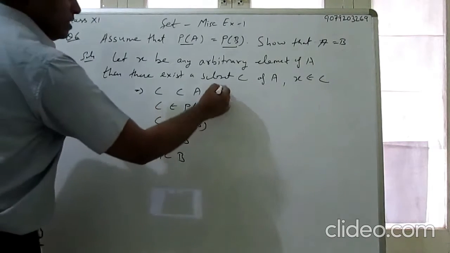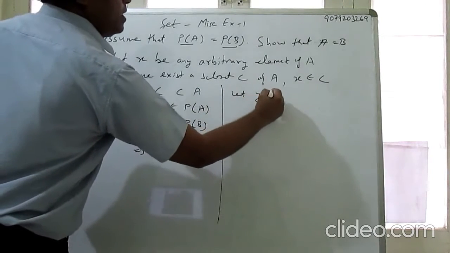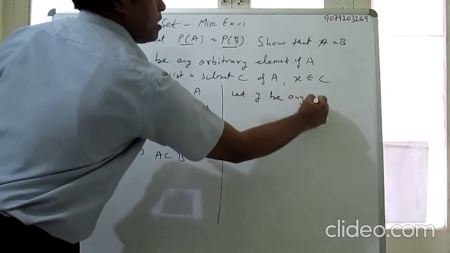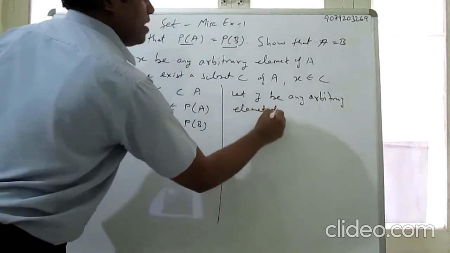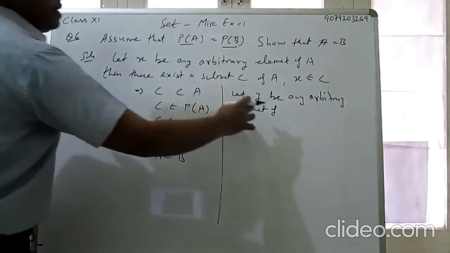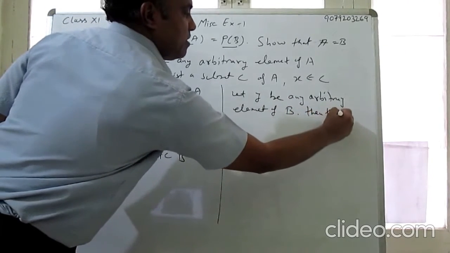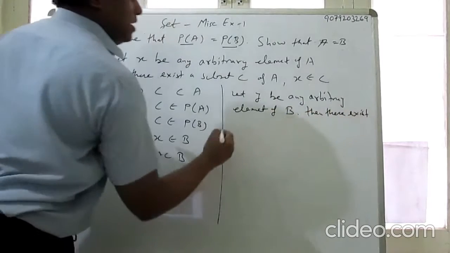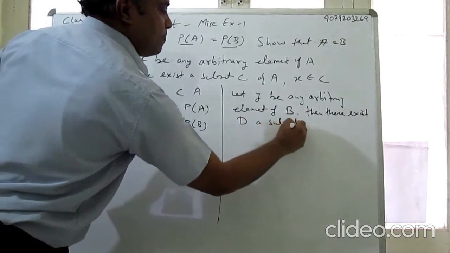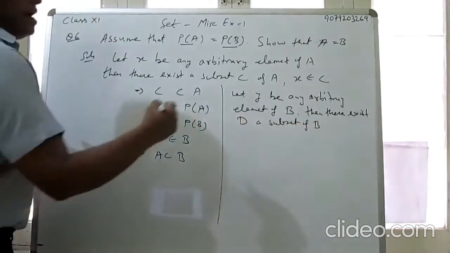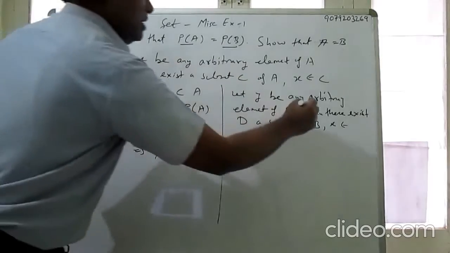Now another condition I will take. Let Y be any arbitrary element of B, then there exists D, a subset of B, and here Y belongs to D.